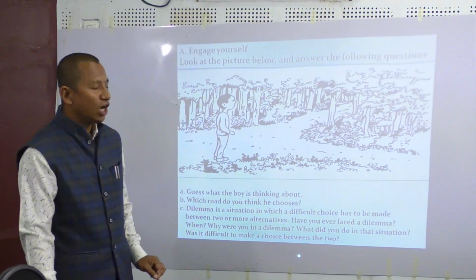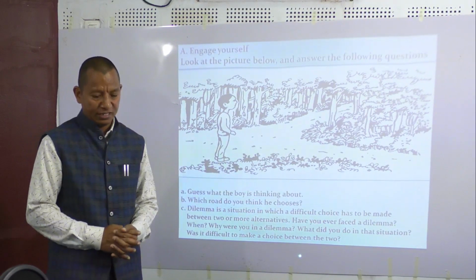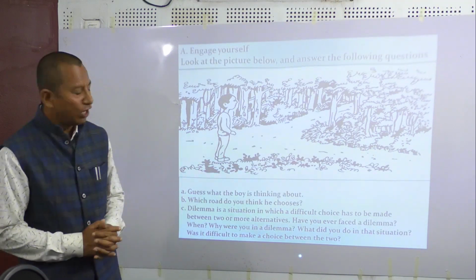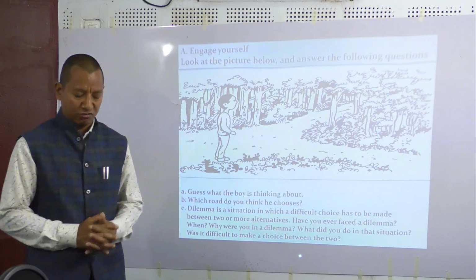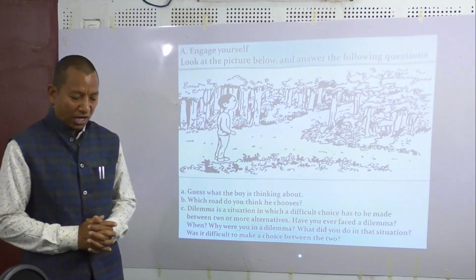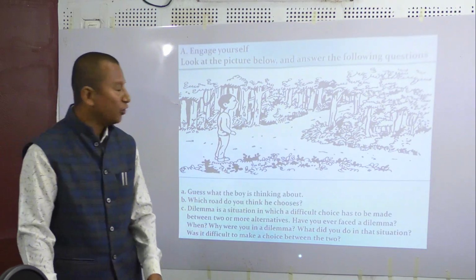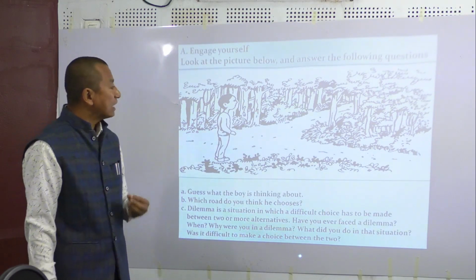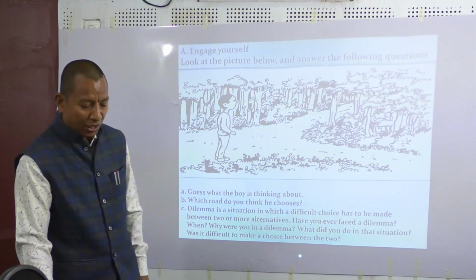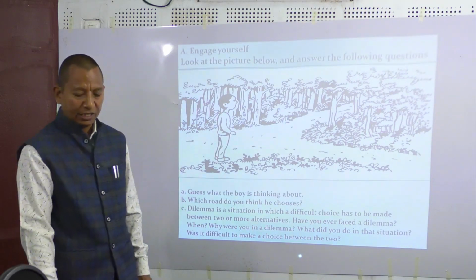You have seen a picture. There's a boy standing on the fork of a road in the jungle, in the wood. So question number 1, guess what the boy is thinking about. I hope you have guessed the answer. The boy is thinking about the road he has to take.